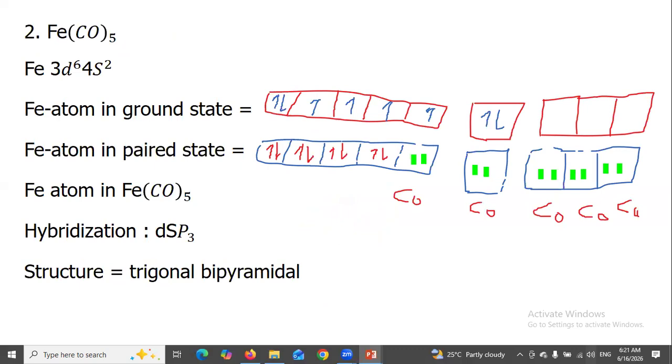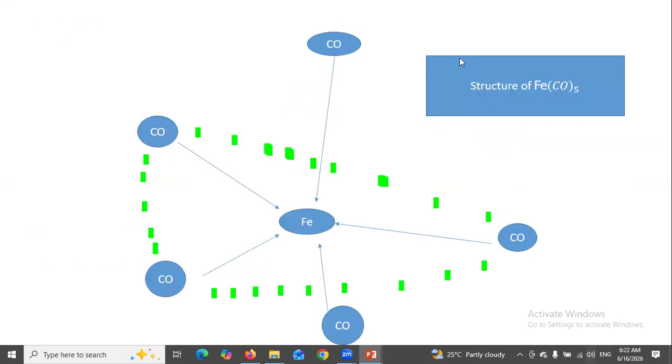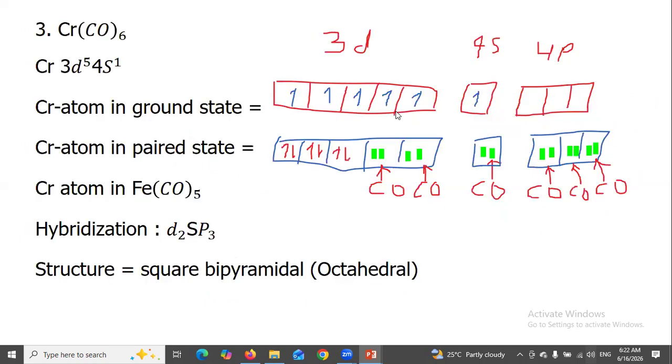Iron pentacarbonyl, ground state, in the pairing state, dsp3, trigonal bipyramidal. Hexacarbonyl, chromium hexacarbonyl, d2sp3, octahedral.